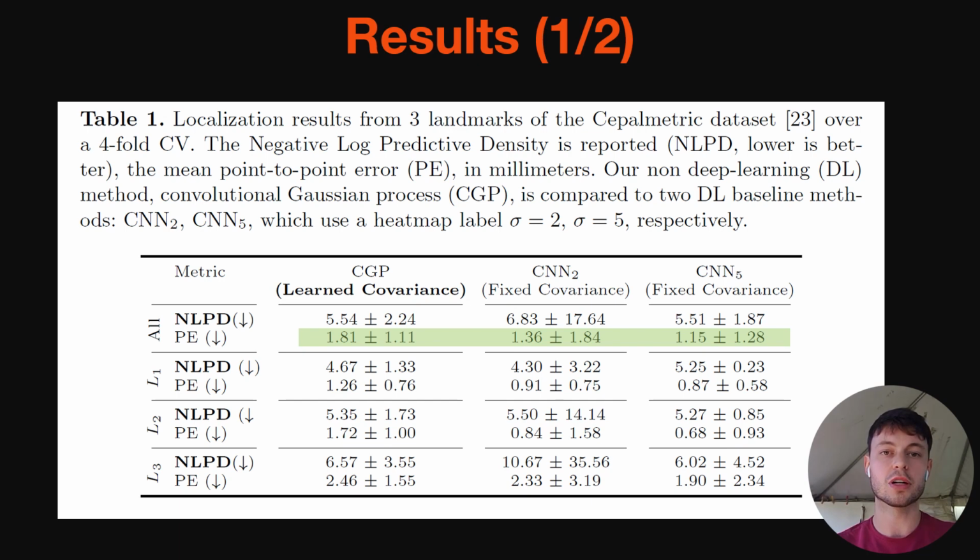We chose to benchmark our results against a deep learning solution, which achieved greater accuracy overall. The subscript 2 and 5 in those CNN columns refer to the predefined standard deviation of the Gaussian heat map labels for our CNNs, which has a large effect on the accuracy.